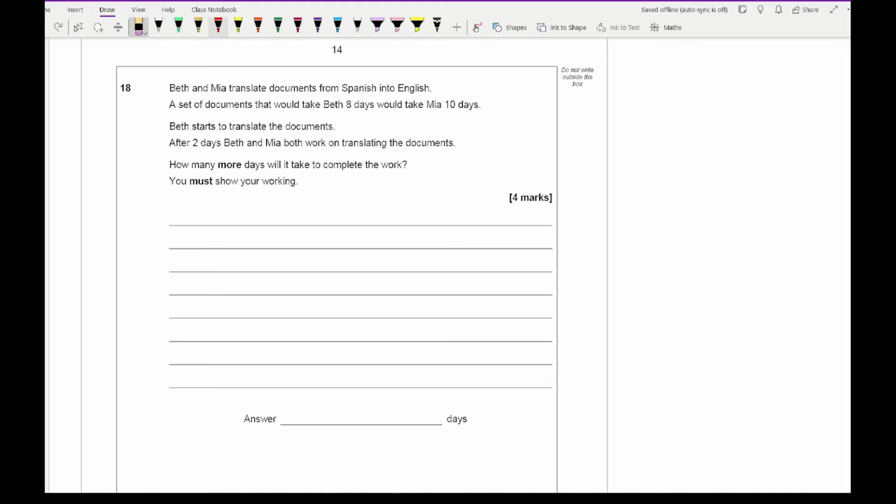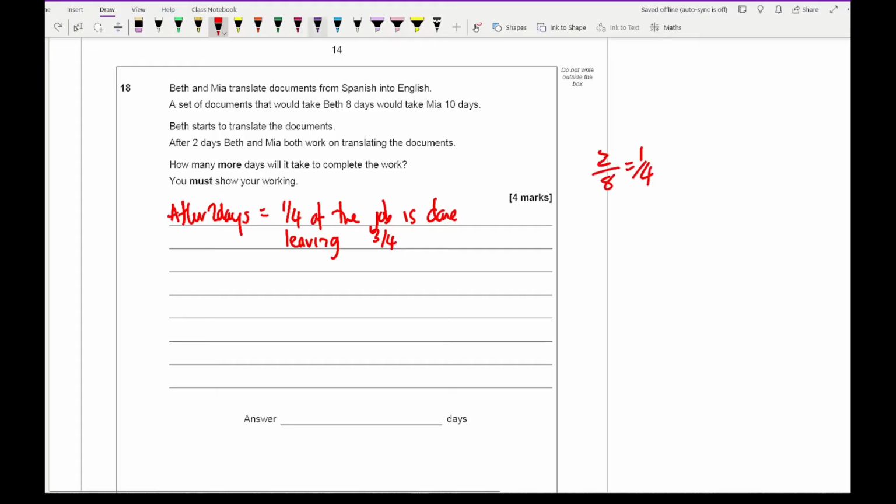So for this, let's have a look. So after 2 days, then what we find is that a quarter of the job is done, leaving 3/4 left, because if Beth is working 2 days and it would have taken her 8 days to finish, then she's done a quarter. The reason for that, if I just write equals a quarter.